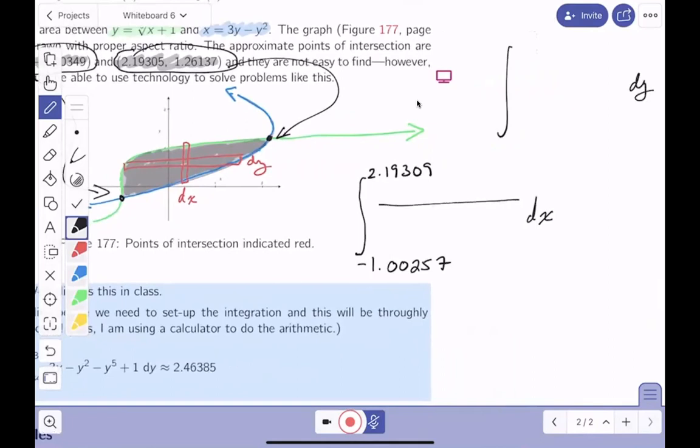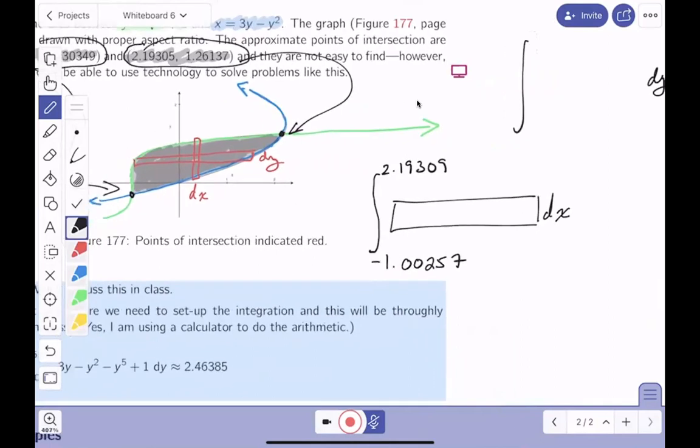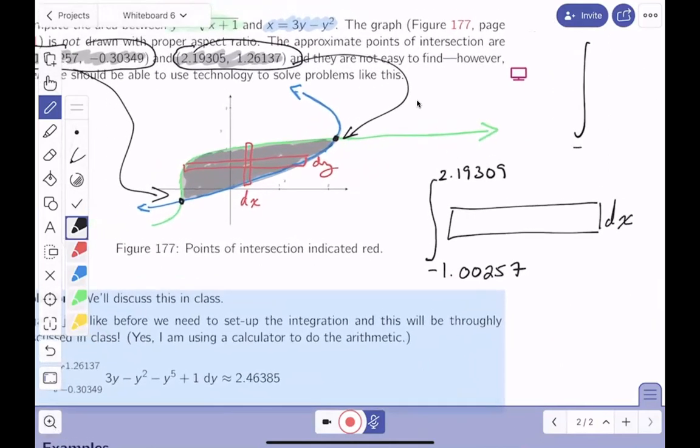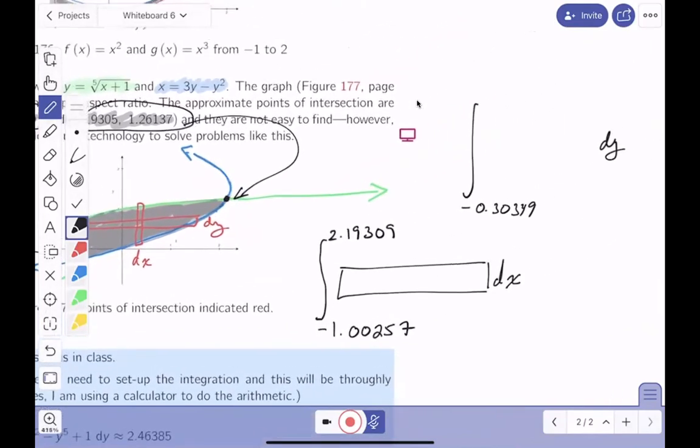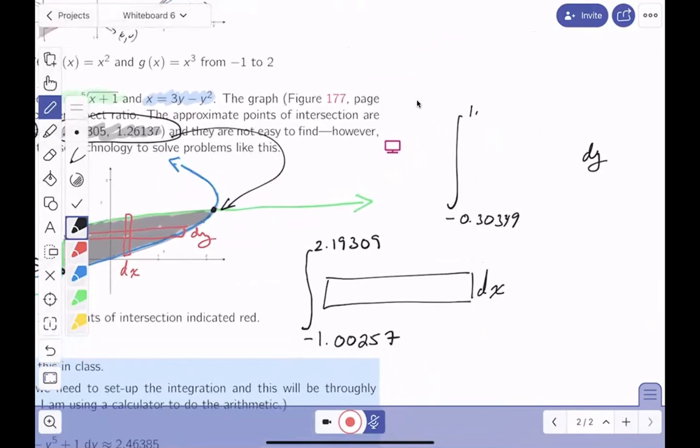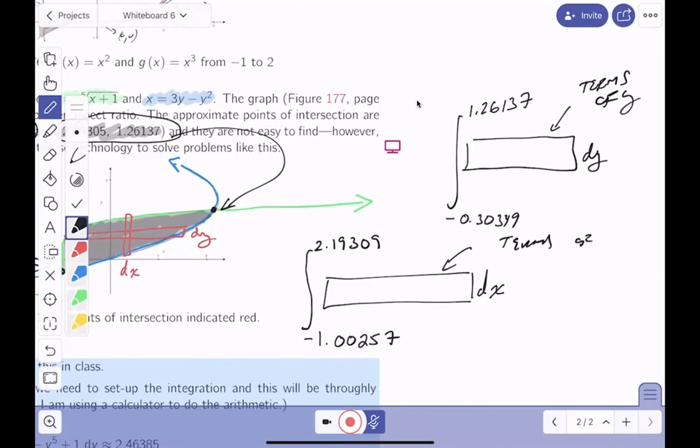Let's say you want to do the dy's instead. By the way, we still need this, which is called the integrand. I'm just going to talk about the y's now. Where does the y start? Minus 0.30349. These numbers have been given to me, and it stops at 1.26137. Here comes my problem, getting the integrand. I want to point out the integrand over here must be in terms of y. This integrand over here must be in terms of x.